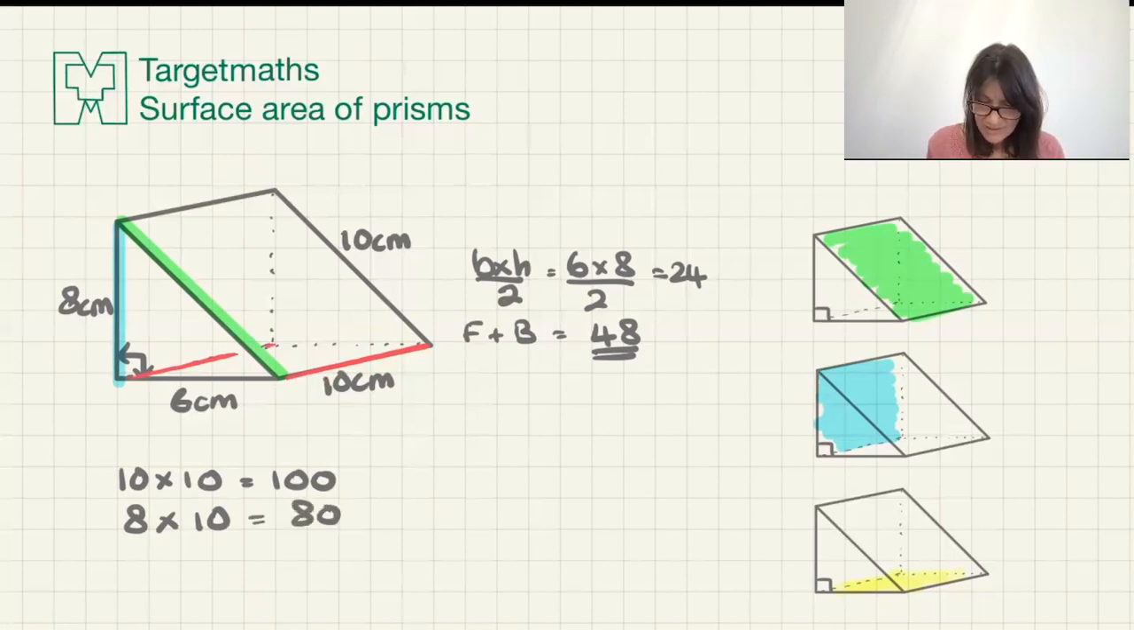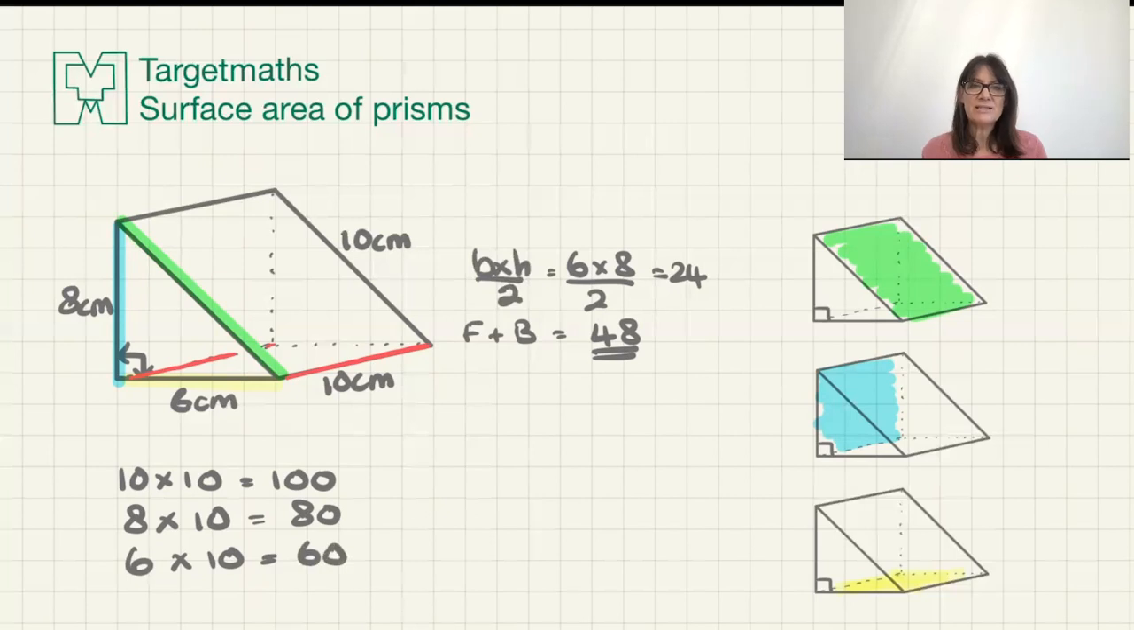And then the last one is the base. The base is yellow. So I'm going to highlight that yellow. And of course, it multiplies by how far back it goes. So I've got 6 times 10, which equals 60.